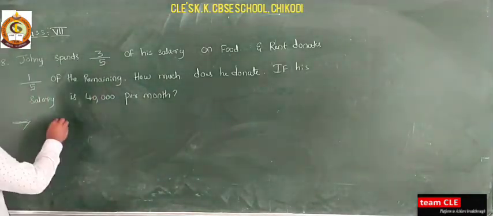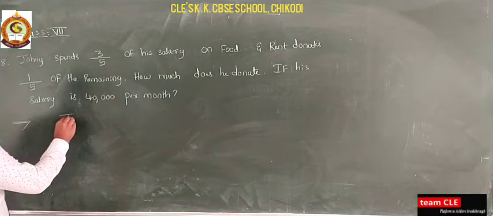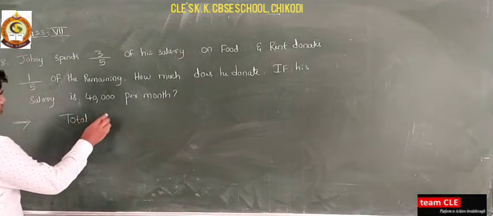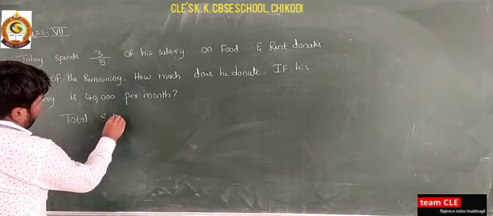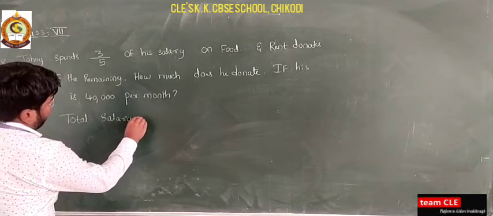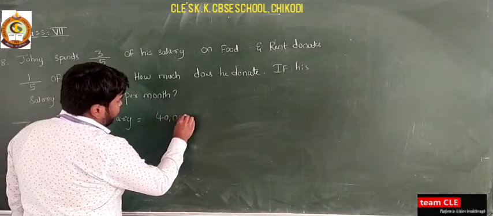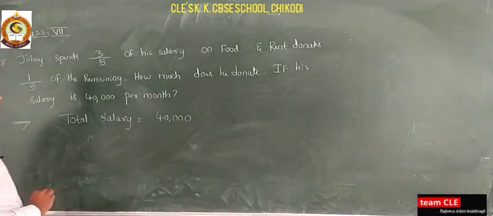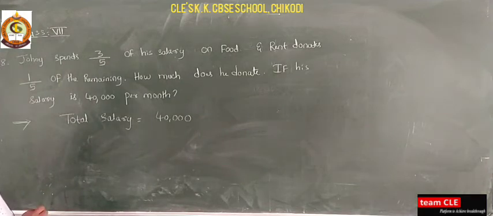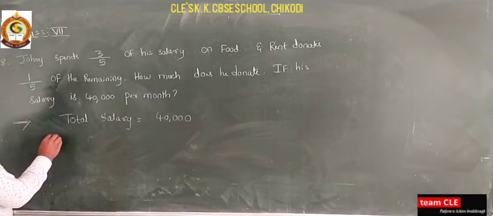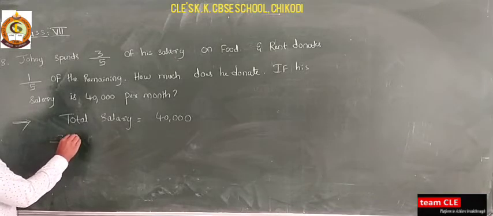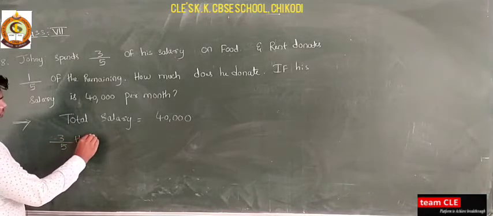First write the given thing, that is total salary, which is 40,000. Next, Johnny spends 3/5th of his salary on food and rent.